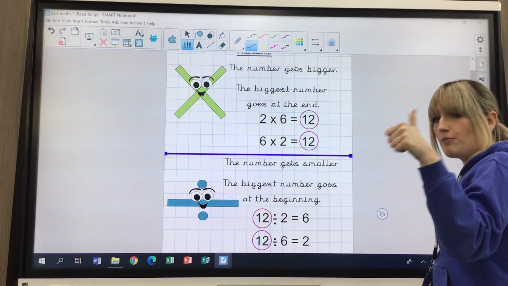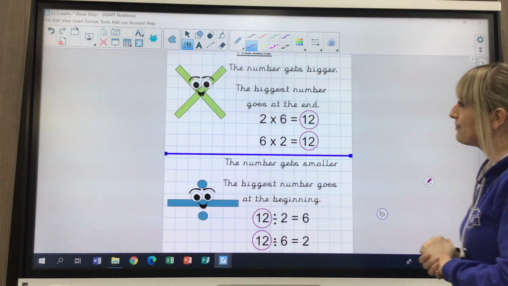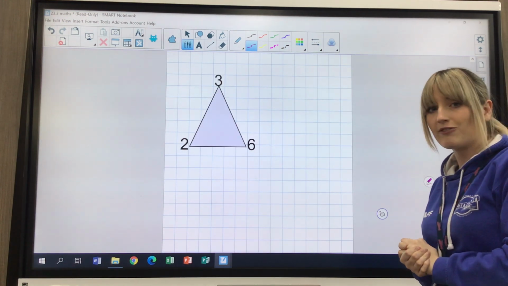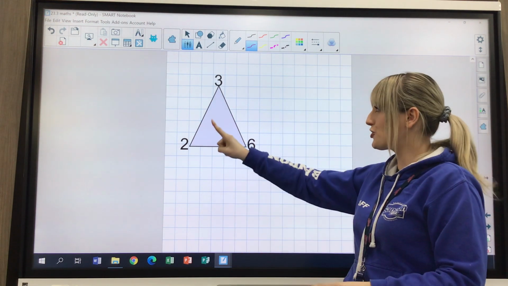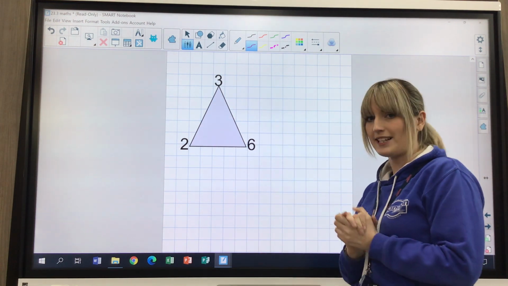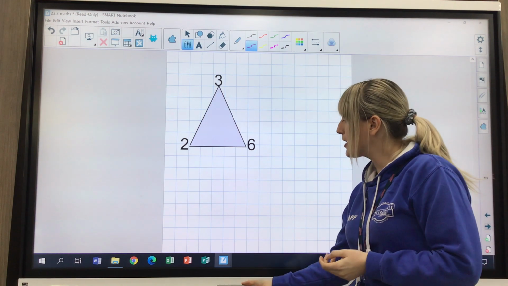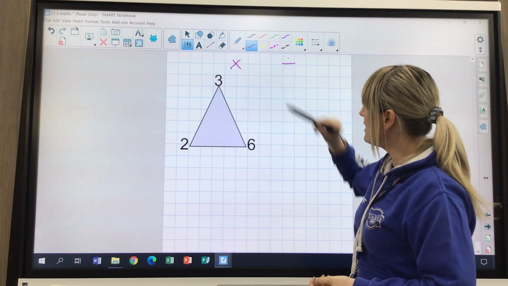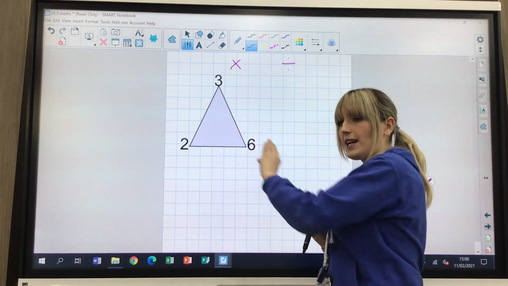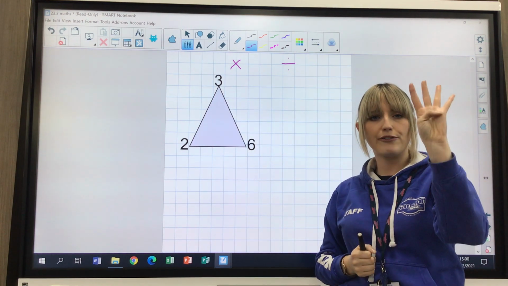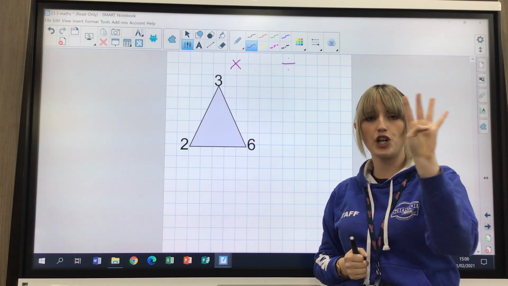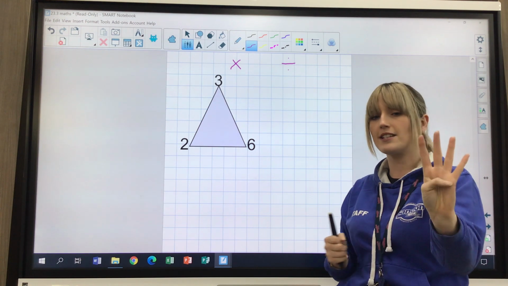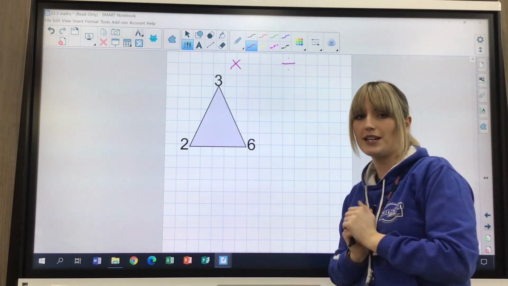Got it? Thumbs up. Okay, so here I've got a number family. So I've got my triangle and I've got the numbers 2, 3 and 6. Now, we've already spoken about this. When we're multiplying and when we're dividing, from these 3 digits, I can get 4 number sentences. Show me a 4. We need to remember that today. We were looking for 4 number sentences for each number family.